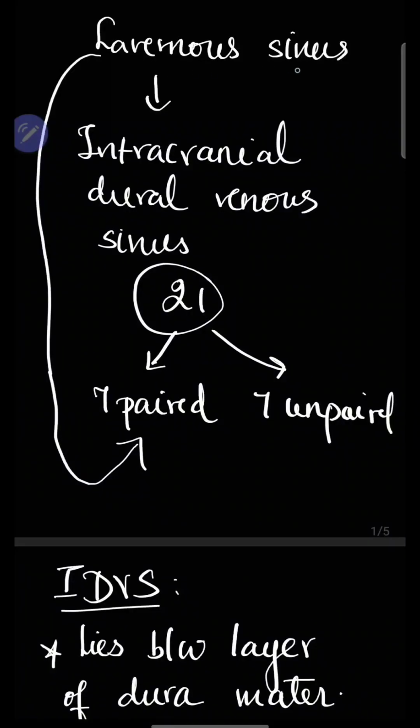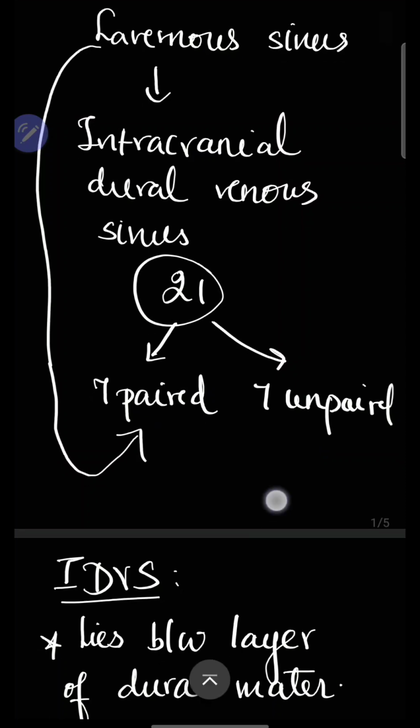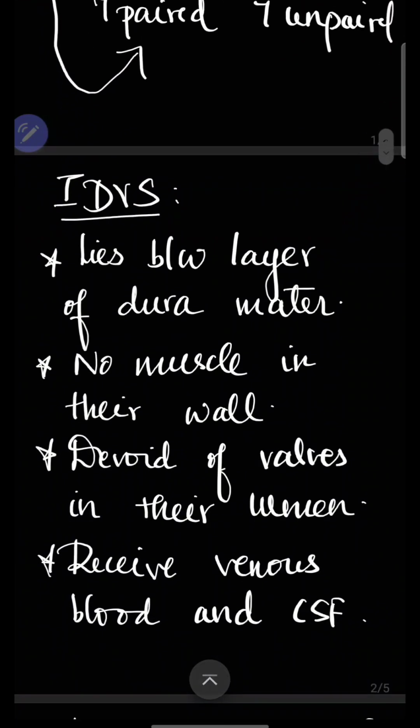Today we are going to see about the cavernous sinus. So what is the cavernous sinus? It is one of the intracranial dural venous sinuses. Totally there are 21 venous sinuses, among which 7 are paired and 7 are unpaired. The cavernous sinus is one among the 7 paired. So first we will know about intracranial dural venous sinuses.